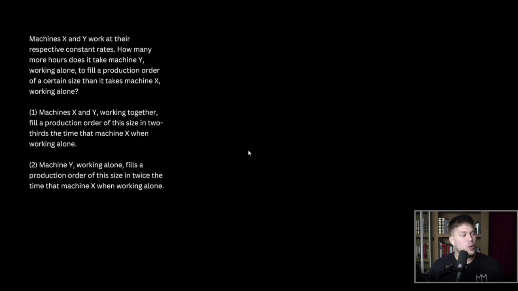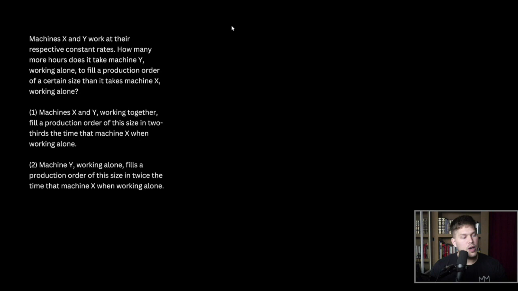Machine X and Y work at their respective constant rates. How many more hours does it take machine Y working alone to fill a production order of a certain size than it takes machine X working alone? Okay, here we have a machine work problem. Sometimes these problems are complicated and confusing, so let me take a moment to explain how these problems work.